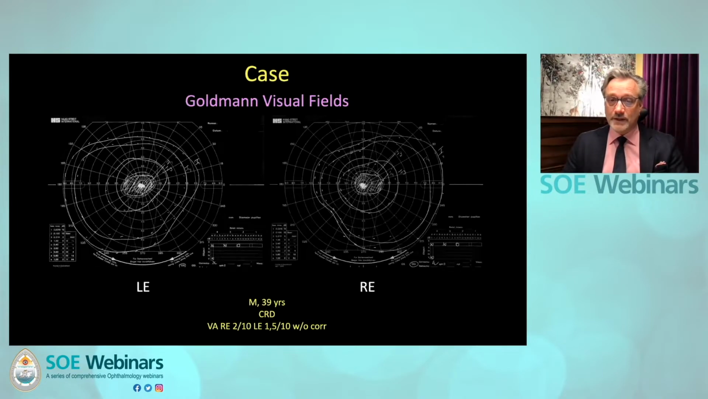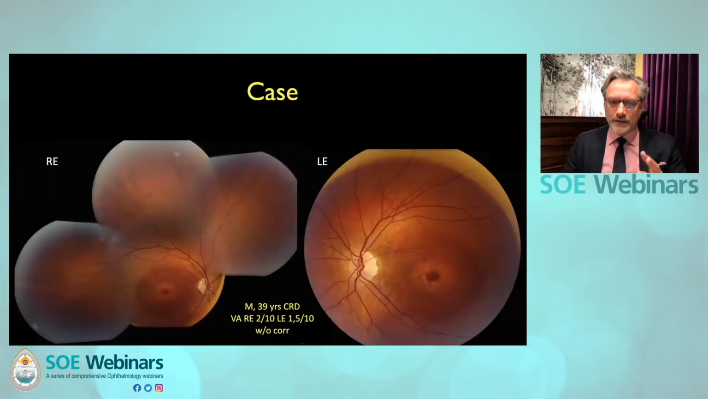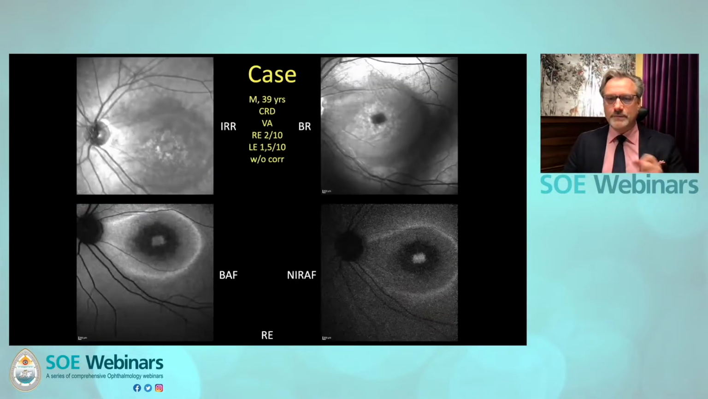All of these genes can be at the basis. Let's look at an example again. Goldmann visual fields are full, but they show an issue centrally. Color vision is really bad in this gentleman, and you see a central bullseye lesion. This is typified even more on blue light and near infrared reflectance or autofluorescence imaging and reflectance imaging.